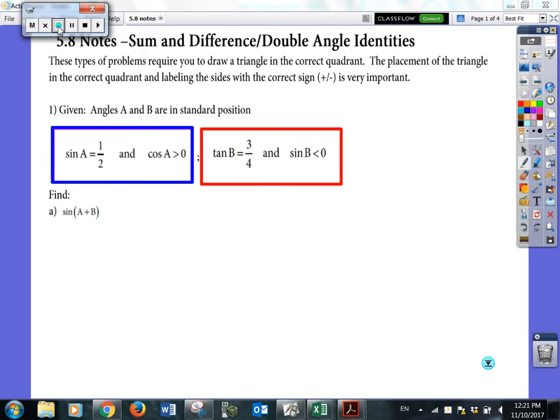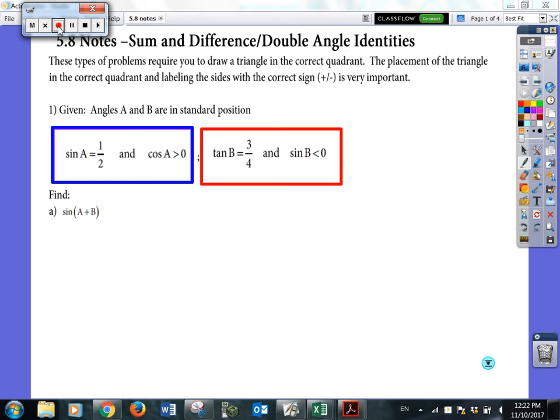And then you just draw triangles, label your triangles correctly, and then go from there as far as multiplying, simplifying, adding, subtracting, combining like terms. So it requires you to draw a triangle in the correct quadrant. You can't just pick whichever quadrant you want. The situation here is going to tell you what quadrant it's in.